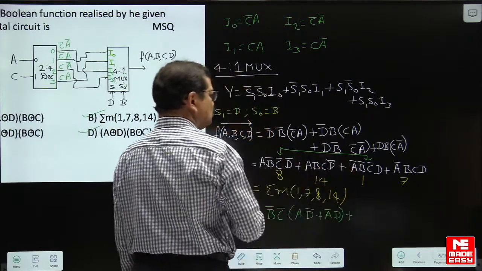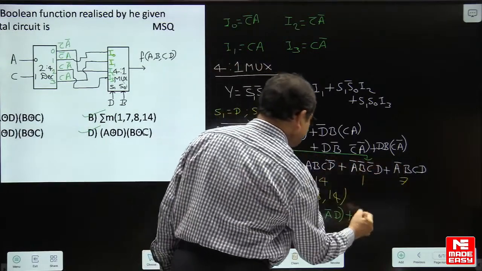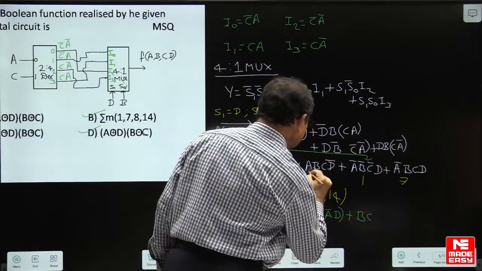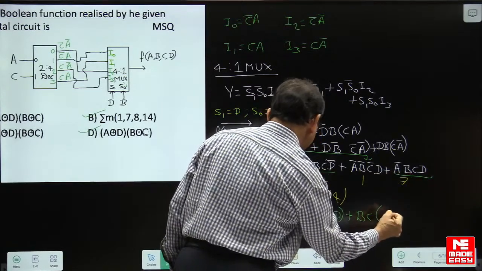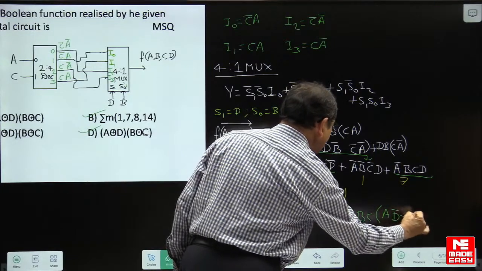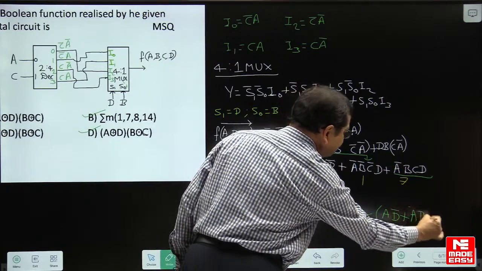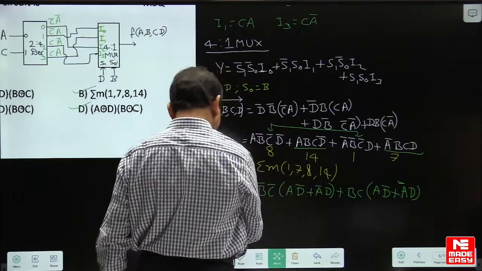And similarly, other two terms if you group, we are looking here BC as a common. These two terms if you group, BC is a common, and within the parenthesis we are looking at A, D complement or A complement D. So this is the expression what we are having.